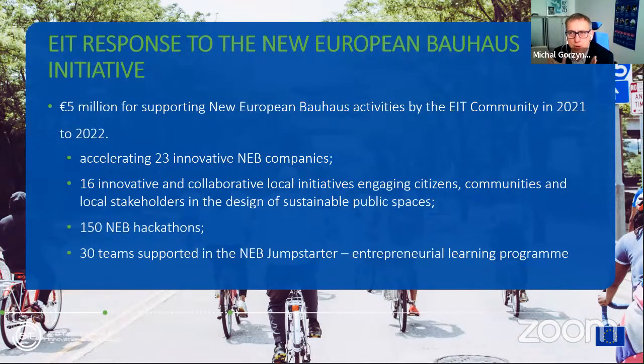We are running around 150 New European Bauhaus hackathons. And we also have this element included in the Jumpstarter program that Luke already described, a separate topic about New European Bauhaus under this activity, which also demonstrates synergies among not only the KICs, but also among the cross-KIC activities. Thank you very much.